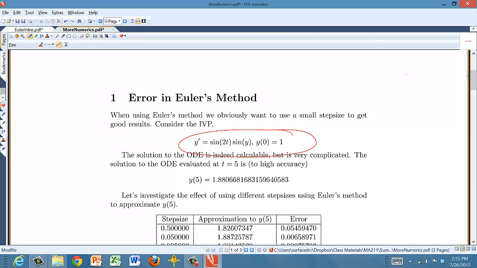Okay? So I actually did calculate the exact solution to this differential equation. The reason I calculated it is so we could investigate how well we're doing. I evaluated the solution at time 5, and this is a full 16 digits of accuracy that we have right here. All those digits are correct. The real solution evaluated at time 5 is this number.